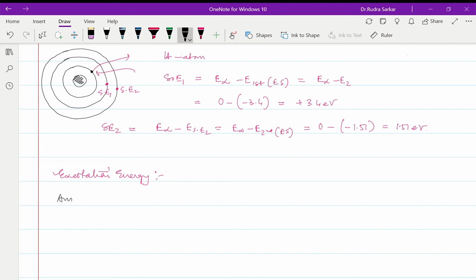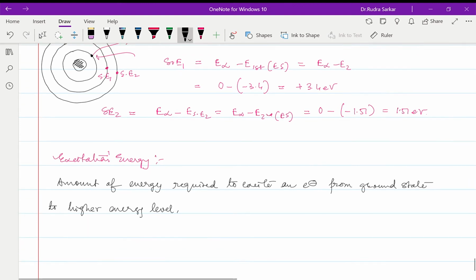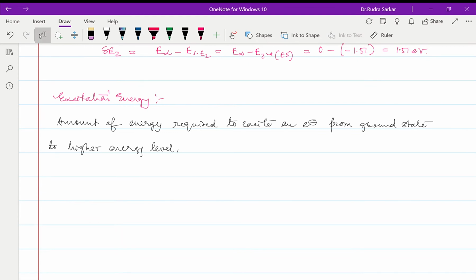Amount of energy required to excite an electron from ground state to higher energy level, okay. Is that fine? Okay. All right.